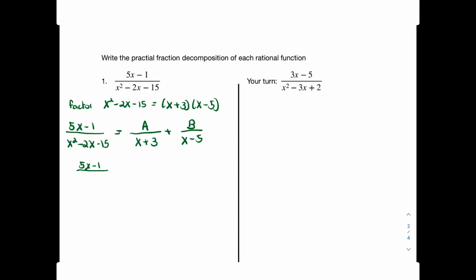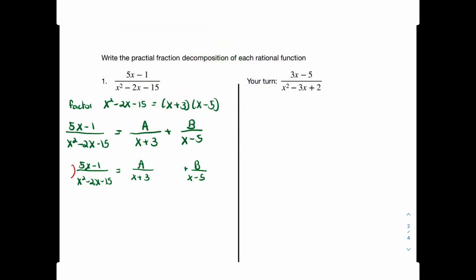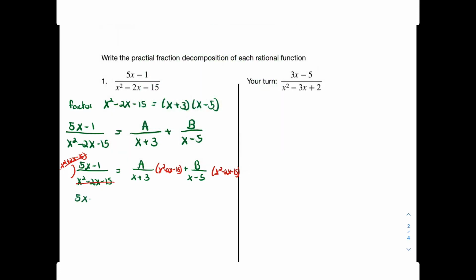But in order to solve for A or B, I need to get rid of the denominators, get rid of the fractions here. And so to do that, I'm going to multiply both sides of this equation by our common denominator, which is going to be that x squared minus 2x minus 15. When I multiply the right-hand side by that, I'm multiplying each term by that factor. So everything gets multiplied by the original denominator. Now, on the left-hand side, that cancels out and leaves me just the numerator.